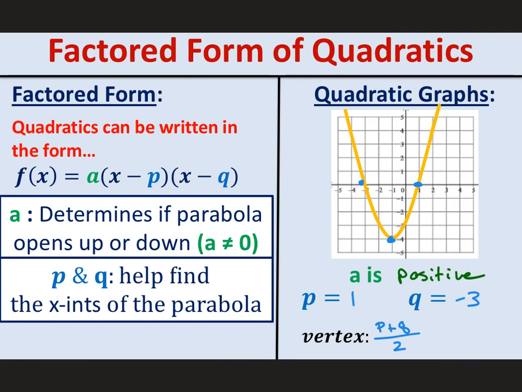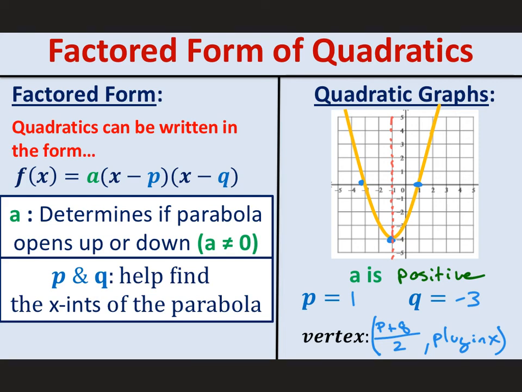What that does is that helps us find the middle of our x-intercepts, which is going to line up with the x value of our axis of symmetry, and the x value of our vertex. So if you have that p plus that q divided by 2, you can then plug that in to get the y value.